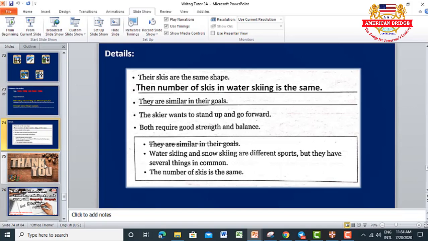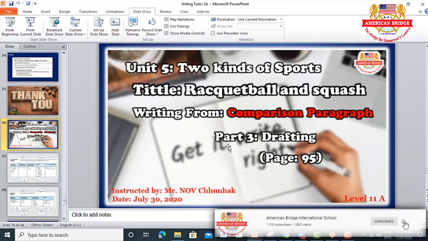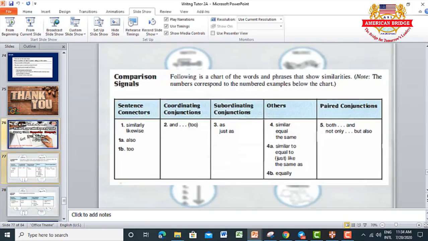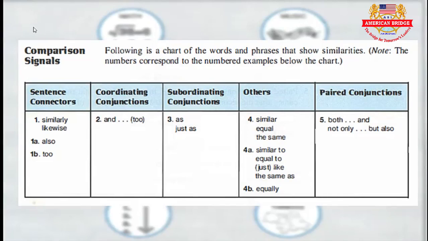So everyone, now we move to our lesson today. Turn your book to page 35. You will see nothing. So what does the teacher mean by it? Meaning the teacher just wants you to learn something new, that the teacher brought from outside the book. What you have learned today, the teacher gives you some comparison signals. The following chart shows the words and phrases that show similarity.